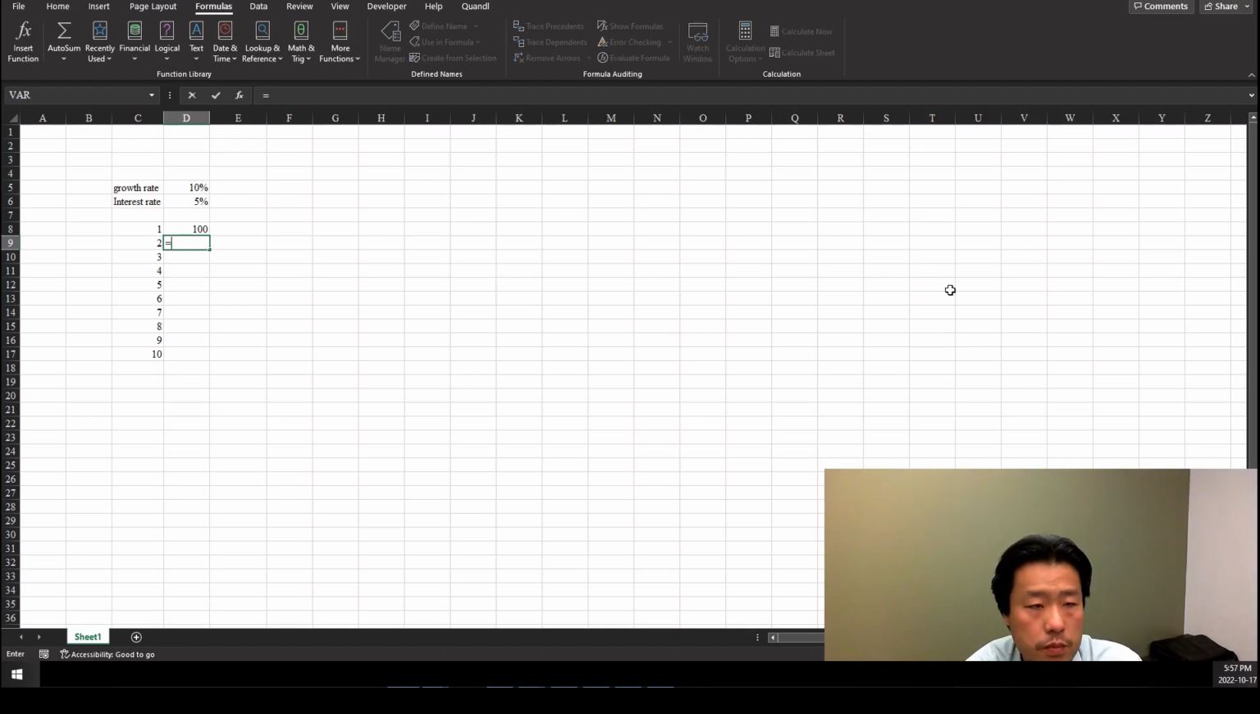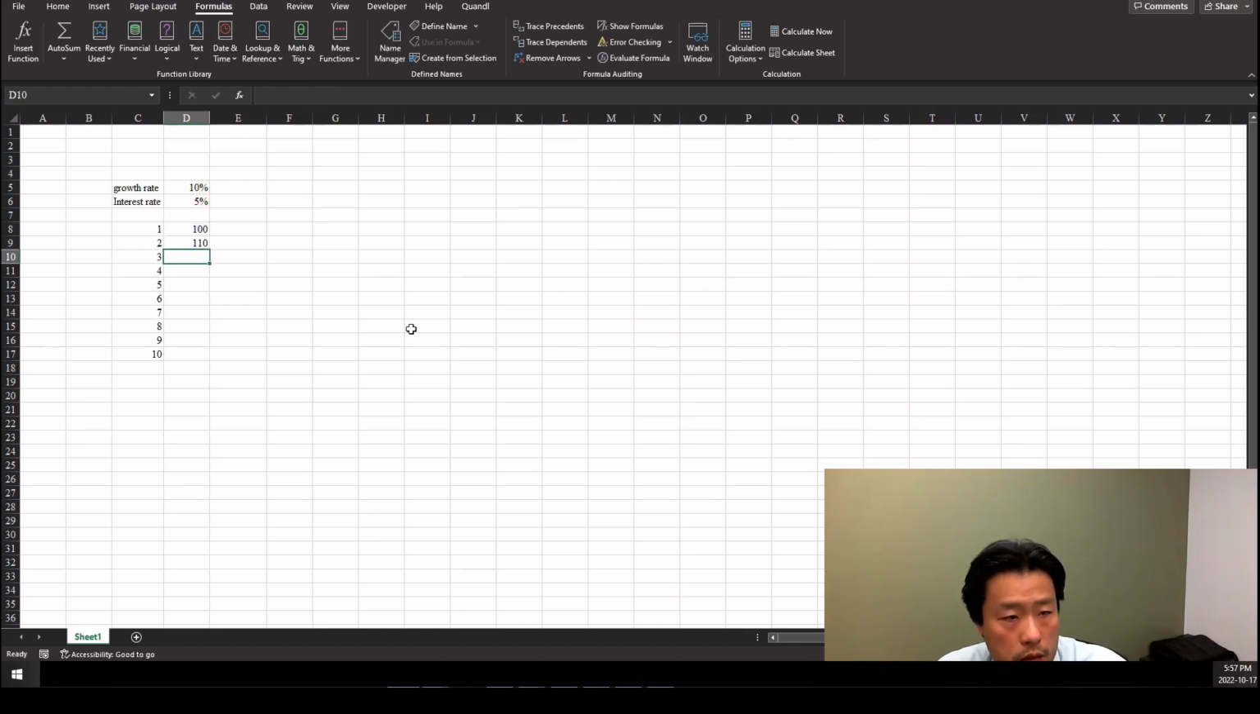Then we calculate the other payment from the previous payment. It's 100 multiplied by 1 plus the growth rate. Remember to lock the growth rate. And then click this number and double click it.